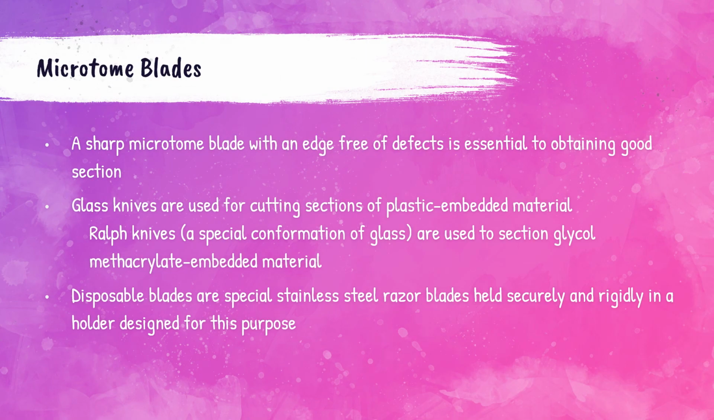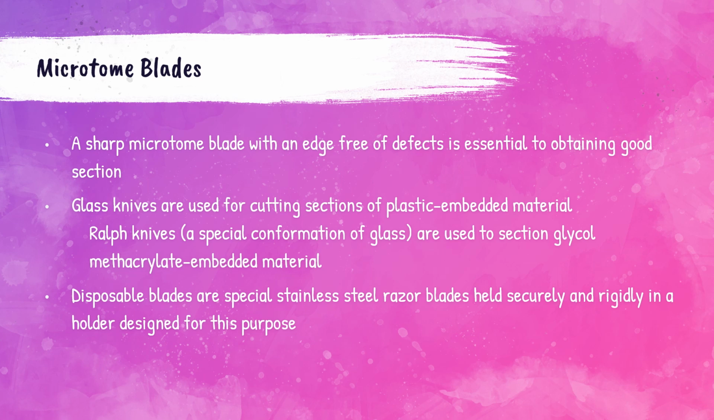It is important that the knife in the microtome is sharp and has an edge that is free of defects. Glass knives are used for cutting specimens that are embedded in plastic. Ralph knives are glass microtome knives that are specific for cutting sections of tissues that are embedded in glycol methacrylate. So recall in our processing lectures that glycol methacrylate is a type of plastic embedding media. Microtome knives are used for cutting paraffin, colloidin, carbowax, and frozen tissue.